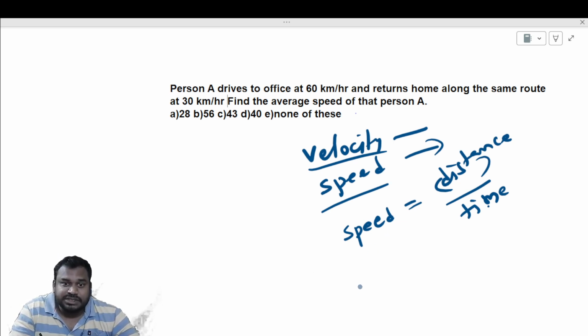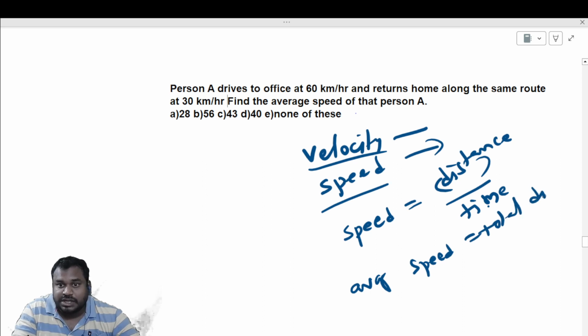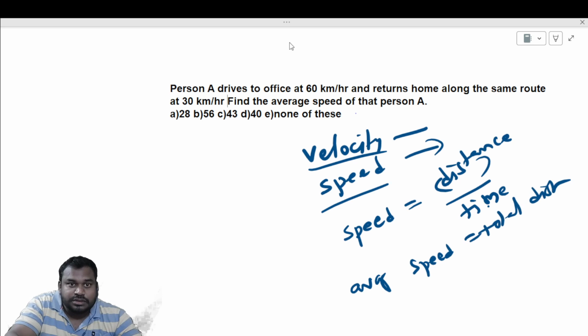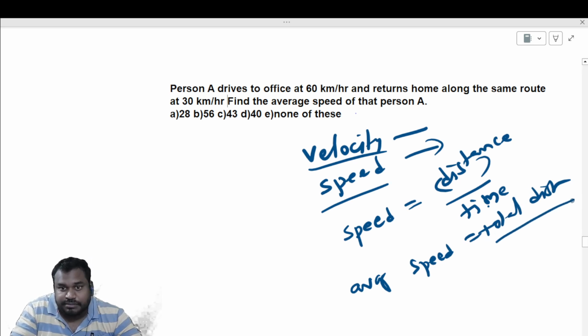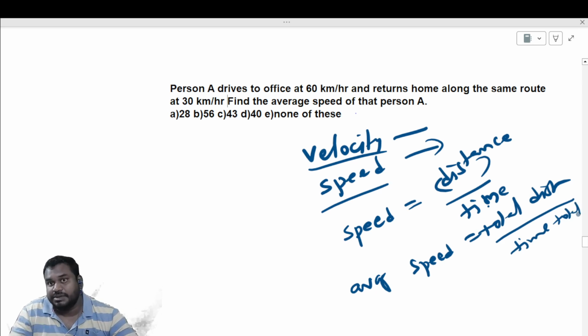So average speed is nothing but total distance covered divided by total time taken, the total time taken to cover the complete distance. Okay? So this is the formula actually.